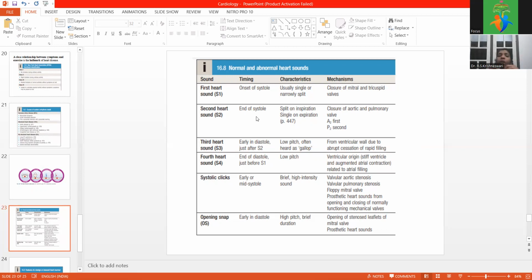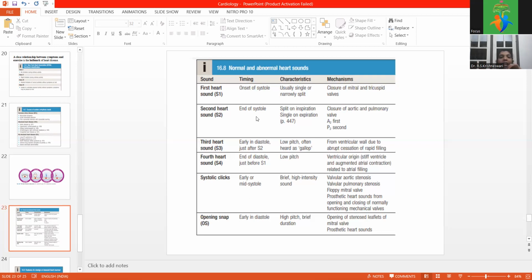Okay. So usually we hear S1 and S2, lub dub, like that, with the stethoscope. We write it as lub and dub, but we hear tick, tick, like that. So S1 is the first tick and S2 is the second tick. S1 is closure of mitral and tricuspid valve. S2 is closure of aortic and pulmonary valve. First heart sound is onset of systole. Second heart sound is end of systole.